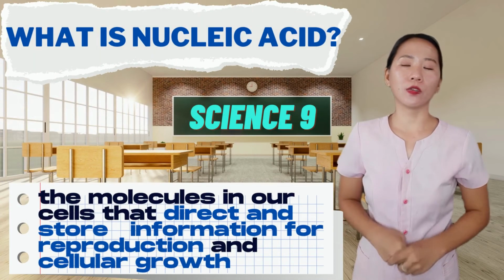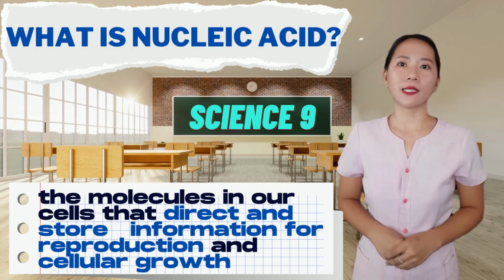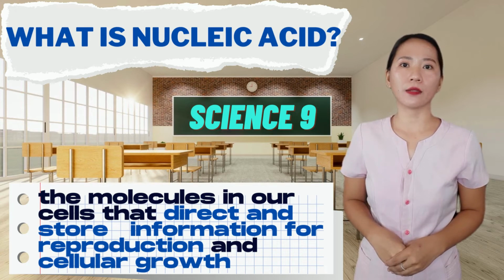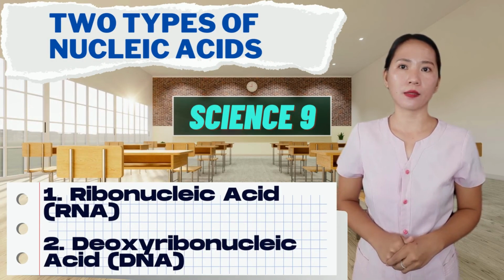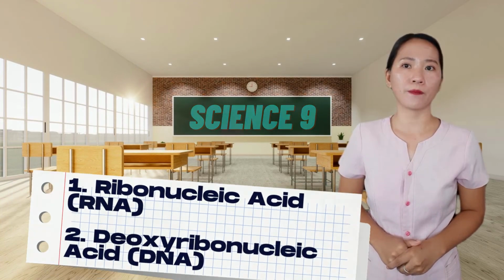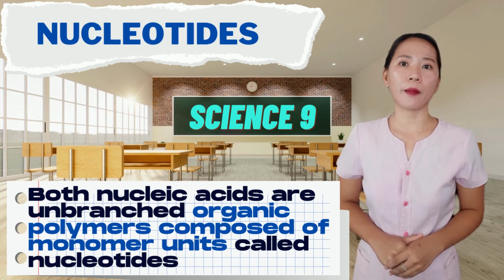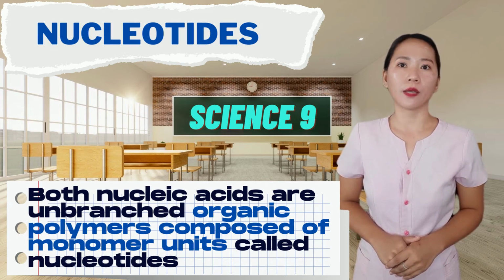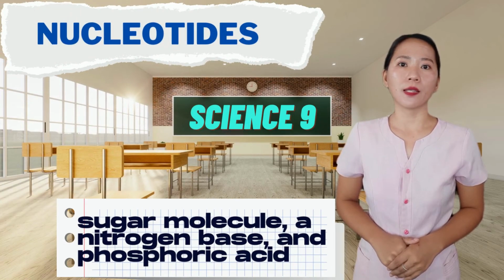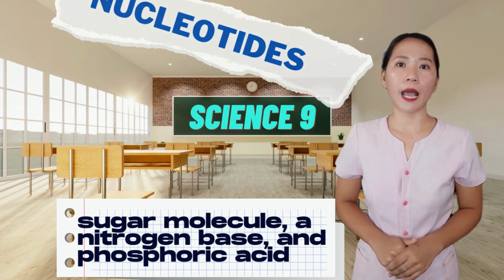Now, we proceed to nucleic acids. Nucleic acids are the molecules in our cells that direct and store information for reproduction and cellular growth. There are two types of nucleic acids. One is ribonucleic acid or RNA, and two is deoxyribonucleic acid or DNA. Both nucleic acids are unbranched organic polymers composed of monomer units called nucleotides. These nucleotides are composed of a sugar molecule, a nitrogen base, and phosphoric acid.